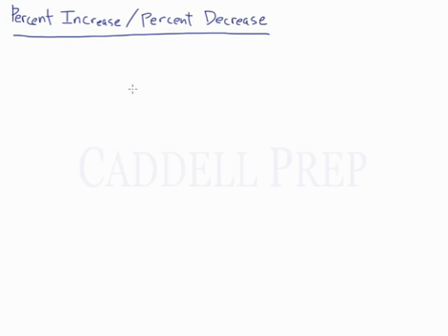Let's go over percent increase and percent decrease. I've seen some students who are taught two different formulas for this, but there's actually just one formula. When you use this one formula, though, you have to use some type of logic. If you get a positive percent, it means that there was an increase. If you have a negative percent, that means you had a percent decrease.